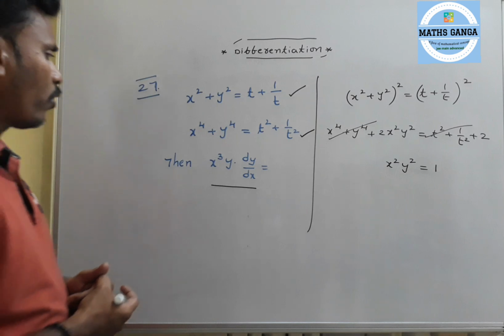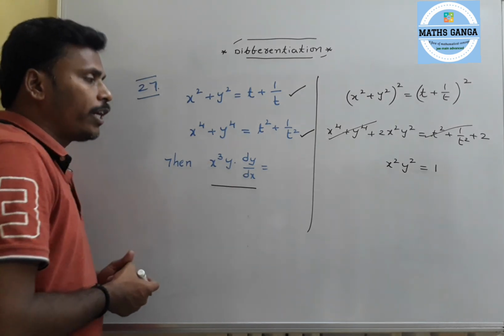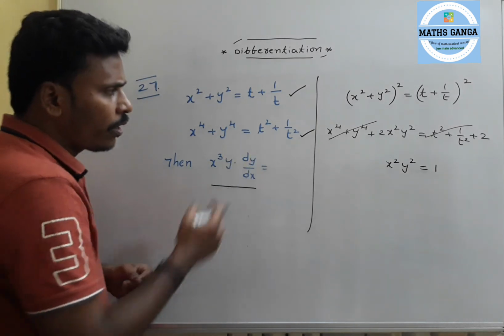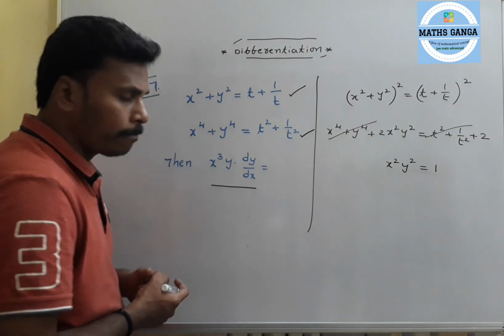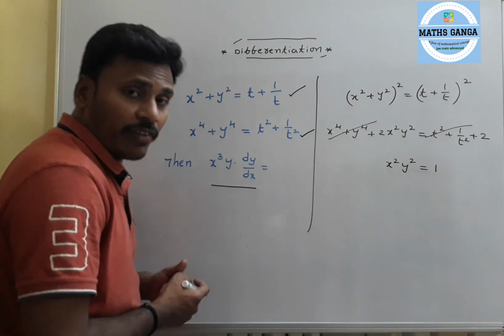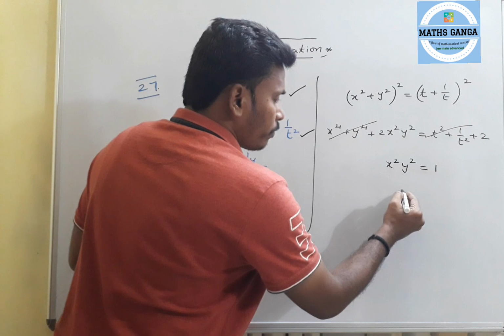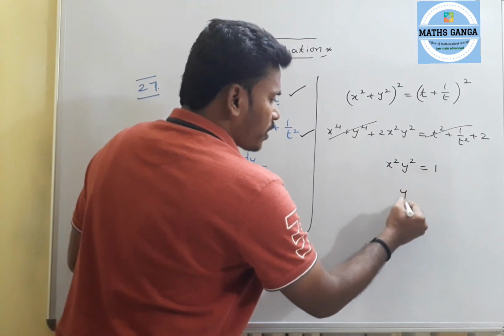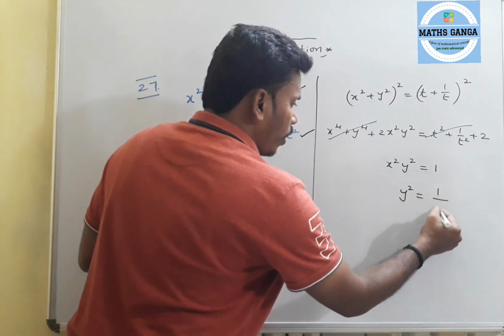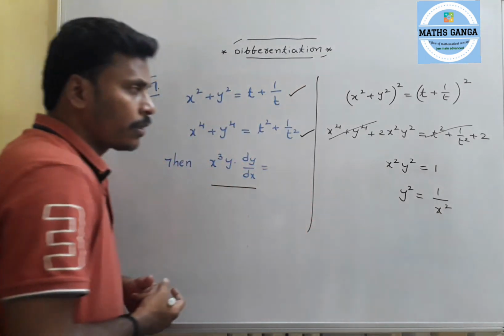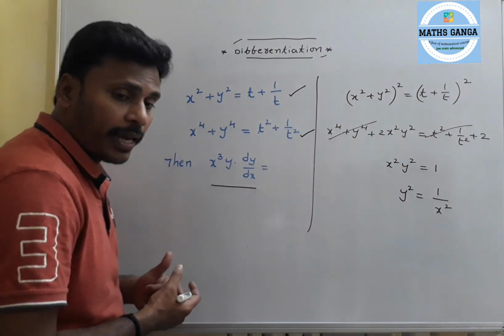And what we need to calculate? We need to find x cube y into dy by dx, right? So now x square y square is 1. What is dy by dx? So y square is equal to 1 by x square, right? y square is equal to 1 by x square.